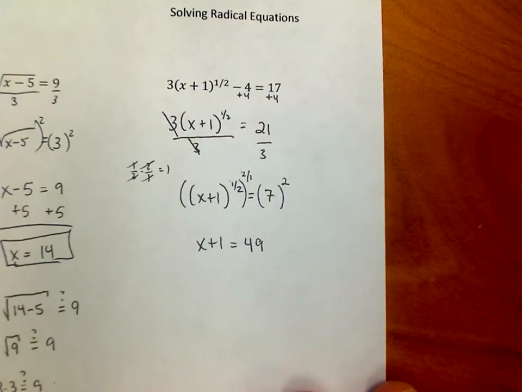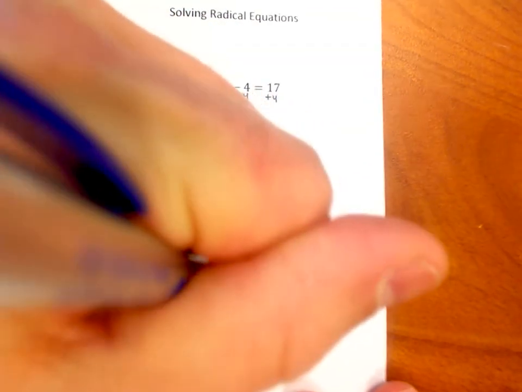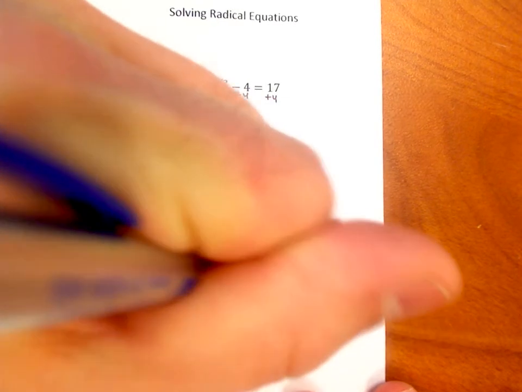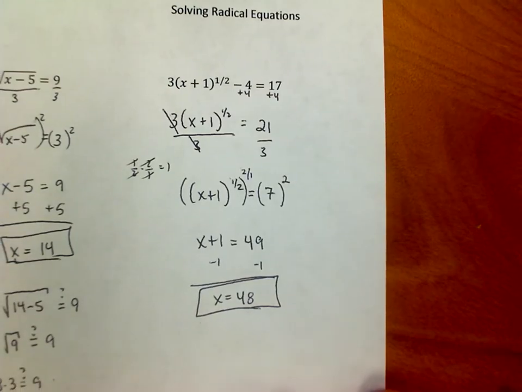On the right-hand side, I have 7 squared, which is 49. Be careful here. I think a lot of people would tell me 50, but we need to subtract 1, and the answer is 48. X is 48. Let's go back and make sure that works.